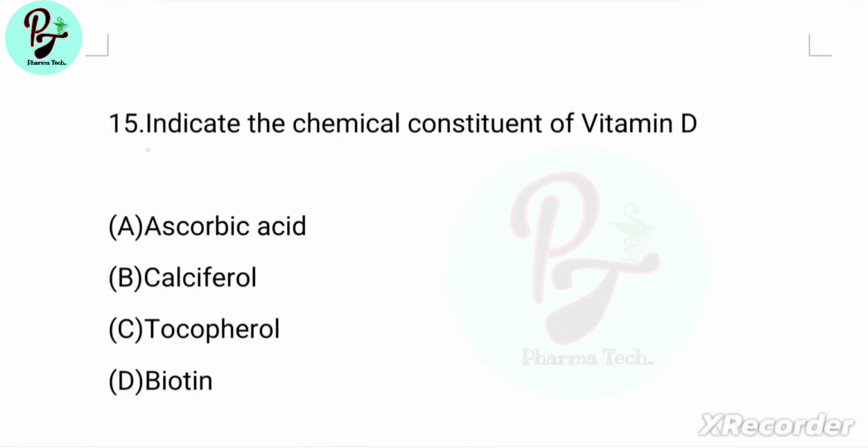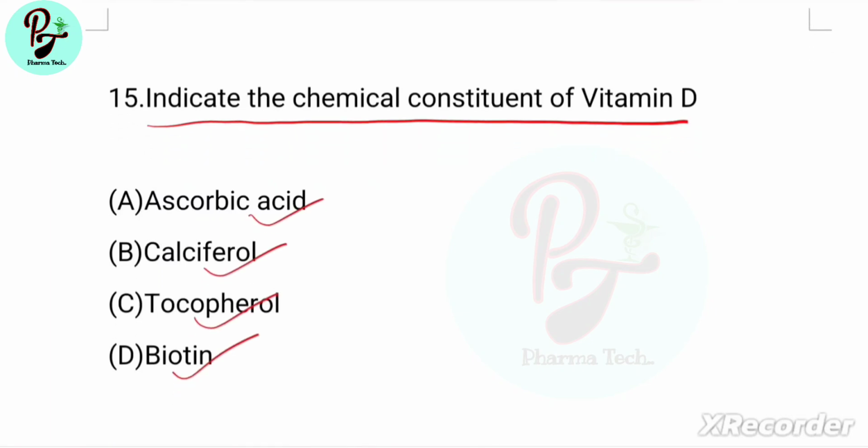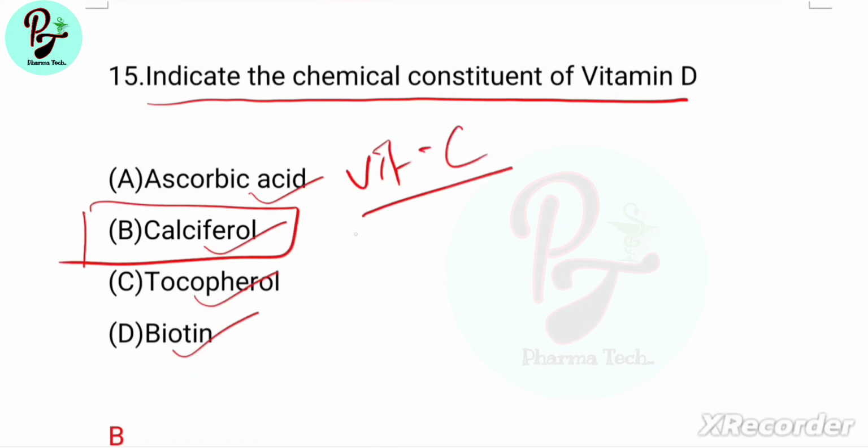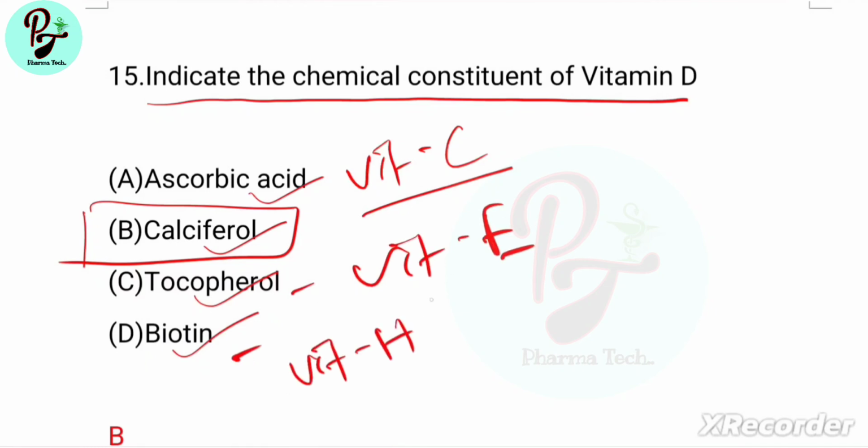Next question: indicate the chemical constituent of vitamin D. Options are ascorbic acid, calciferol, tocopherol, biotin. Answer is B, calciferol. Ascorbic acid is vitamin C, tocopherol is vitamin E, biotin is vitamin H or vitamin B7.